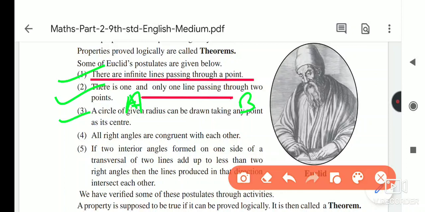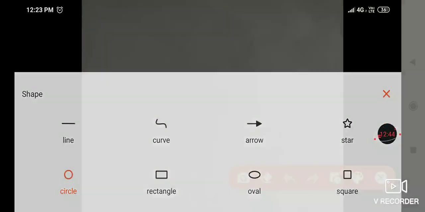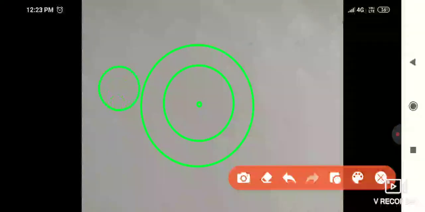Now thirdly, a circle of given radius can be drawn by taking any point as its center. So in this also, if you see here, now I will draw the circle by taking any center. Suppose this is the center of the circle, and through this I will draw a circle of any radius, any radius for this center. So this is the center O.